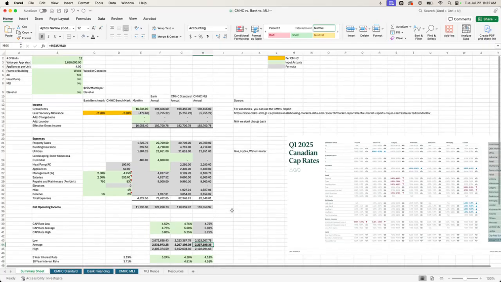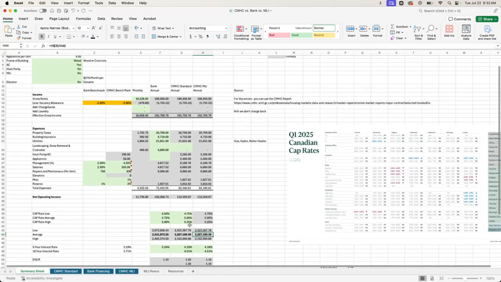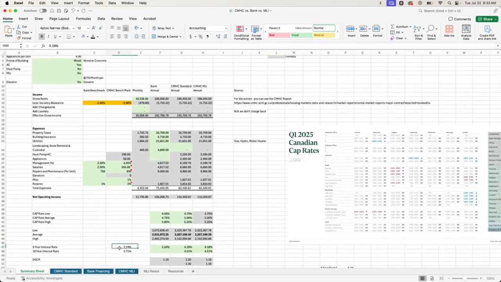And then it comes down to where we're looking at interest rates. This was based on what the 5-year and 10-year yields were at the time of making this video. And so based on that, the bank rate was looking like 5.24 for the property, and for the 10 years, standard and MLI was about 4.51, 4.18 on the 5-year.